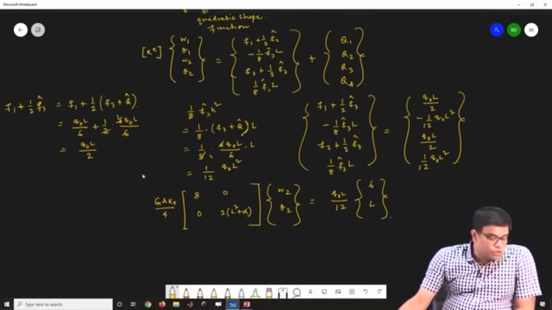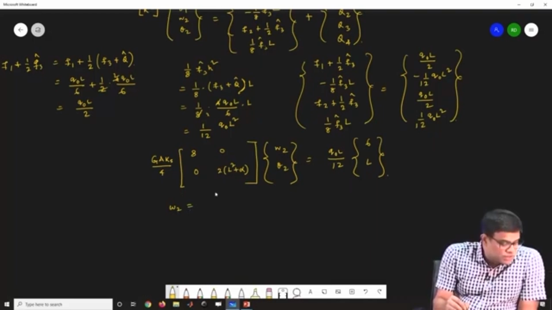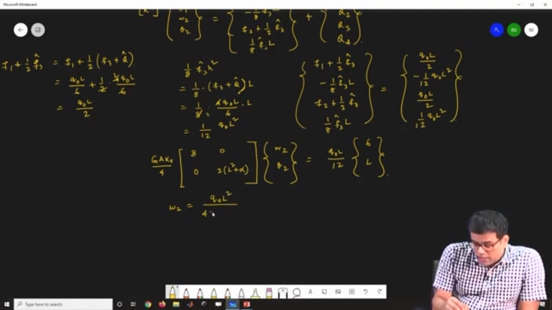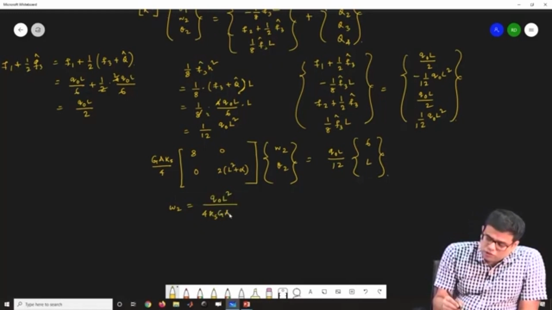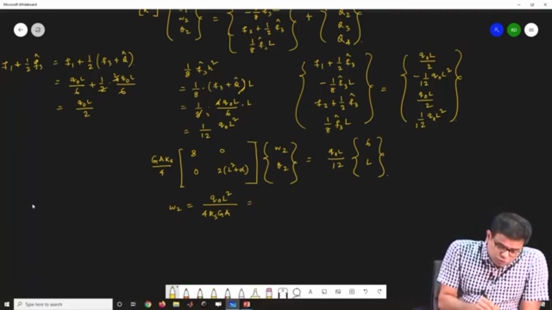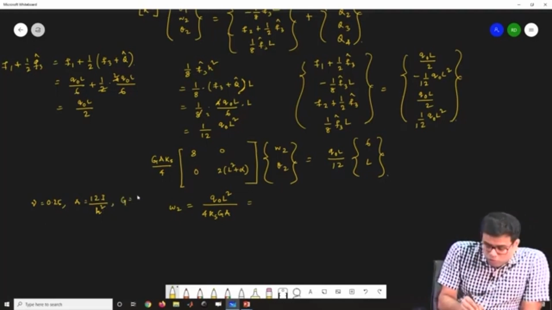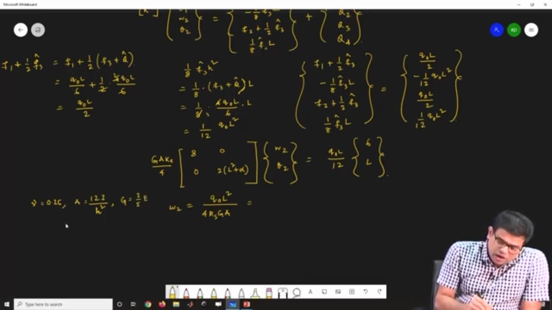Now solving these two equations, I will again get W2 and theta 2, and W2 is the same as what we get by the consistent, by the reduced integration element, that is 4 kappa S G A. So this again we can write it with the new 0.25, and then A is 12 by 12 I by H squared, and then your G is 2 by 5 E, and then yeah, that's all.